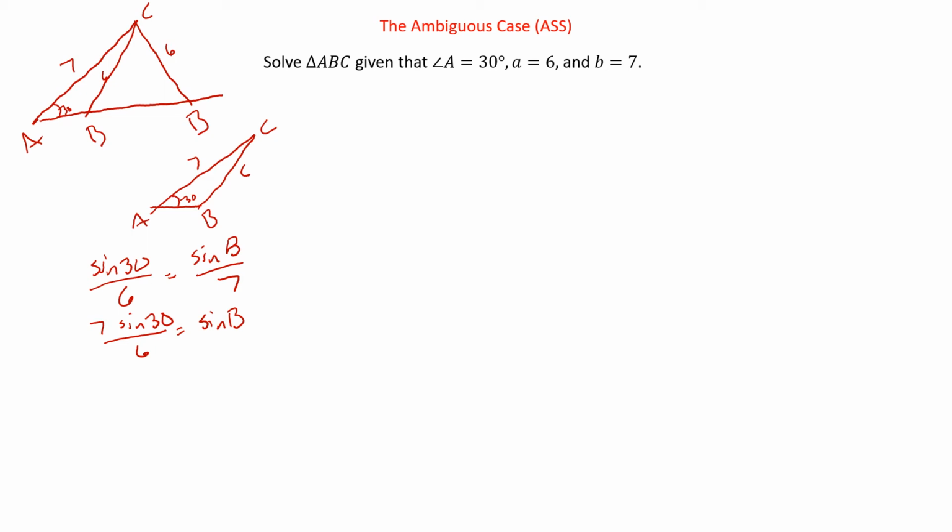And then we have to inverse sine. So inverse sine of 7/12 is 35.685, so 35.69 degrees. From there we can find C. For C we just subtract. So 180 minus 30 minus 35.69 is 114.31 degrees.